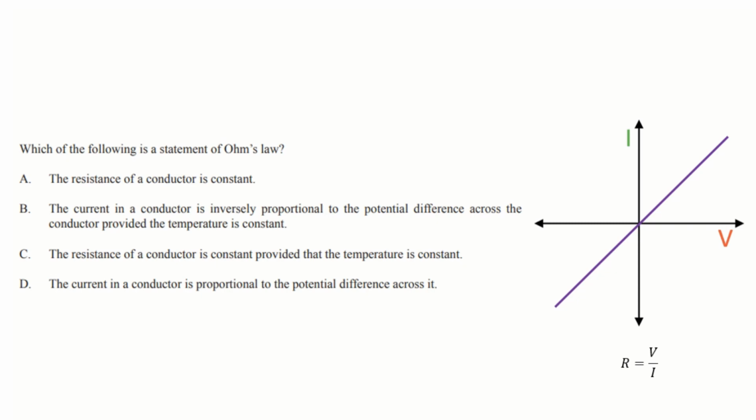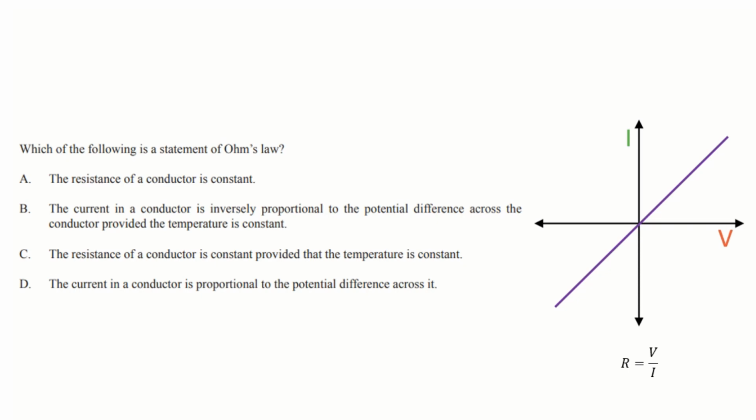Okay. Now, before we go and look at the actual answer here, what I want to just remind students of is that there's a big misconception in physics, which is that Ohm's law is R equal V over I. No, R equal V over I is simply the definition of resistance. If you're ever asked to define resistance, you can use the equation R equals V over I. However, it is not a statement of Ohm's law.